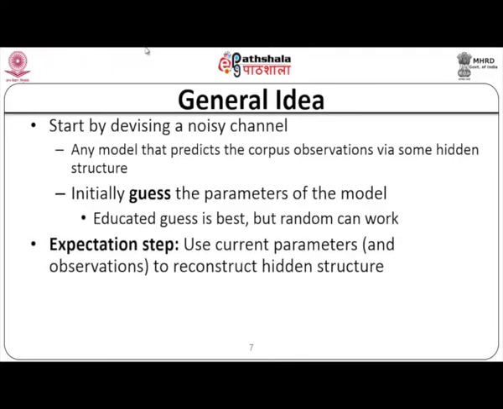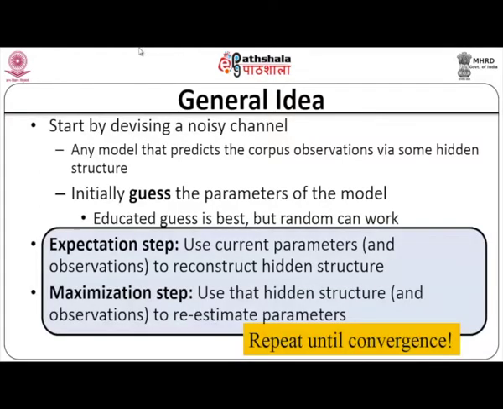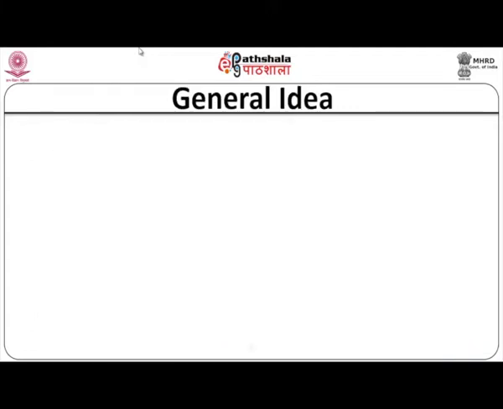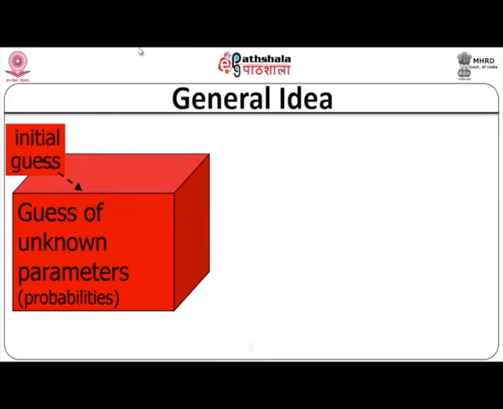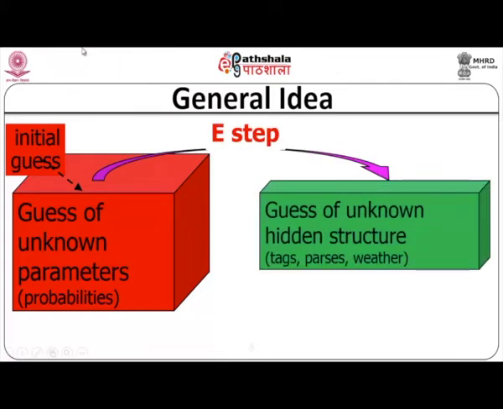Then the expectation step is use these current parameters that you have just guessed or estimated and the observation given to you, which is some incomplete data, and reconstruct this hidden structure. Then the maximization step is use this hidden structure, that is the observations that you have newly got, and re-estimate the parameters of the model, and you keep on doing this until convergence is reached. So, an example of this is the initial guesses, the unknown parameters could be probabilities in the case of just probability, or it could be the parameters of your Gaussian distribution, if it is a Gaussian distribution.